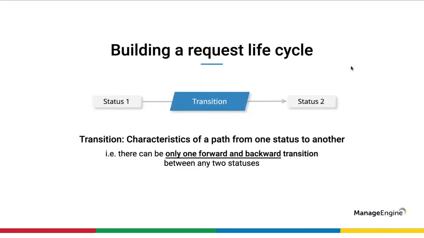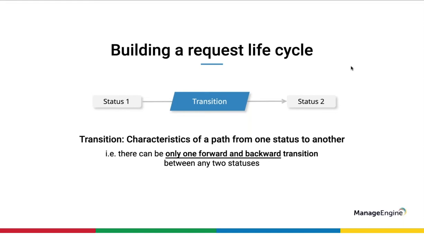All right. So let us see what is new with request lifecycle. We know that we can move a request from one status to another, open to on hold, assigned to in progress. But while doing that, we have now introduced something called transition in between the statuses. When a ticket is moved from status 1 to status 2, I can set up the behavior or characteristics of that movement. Transition is nothing but the characteristic of a path from one status to another.